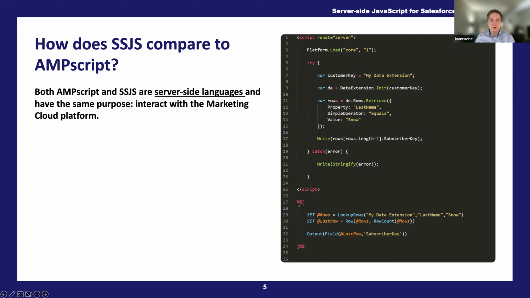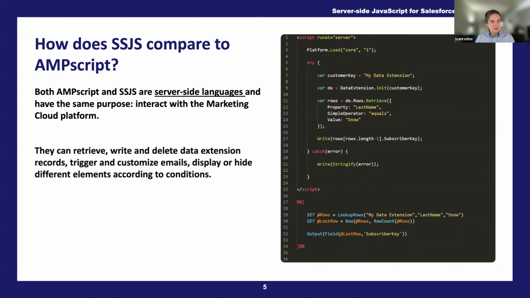Same thing can be done with Ampscript. Obviously, it's even a bit shorter. So for doing simple stuff like this, Ampscript could be suitable, but not always. And I will explain that later. So you can retrieve, write, delete data extension records, trigger customized emails, display or hide different elements according to conditions.